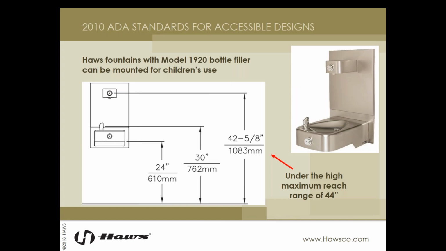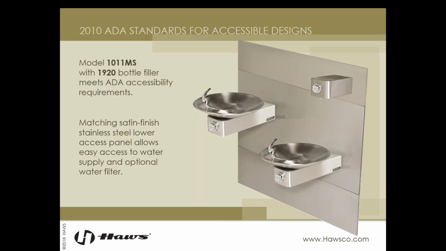Okay, so remember for ages 9 to 12, we had a reach range max of 44 inches. So with our bubbler head at 30 inches and our bottle filler at 42 and 5/8 inches, we are in a compliant range for child height requirements. This would be a good setup for a school. Now, if this was all that was available in an adult setting, we would have an issue as our 27-inch knee clearance is now way too low, and our bottle filler would be no longer considered accessible.